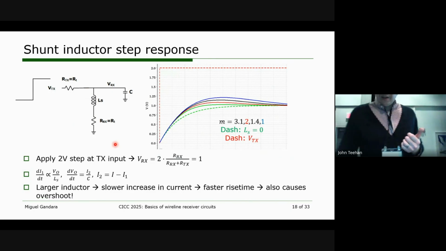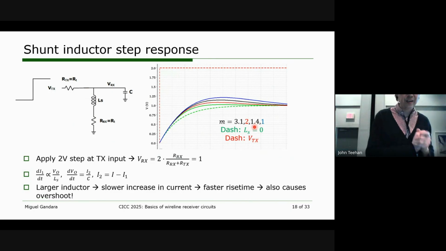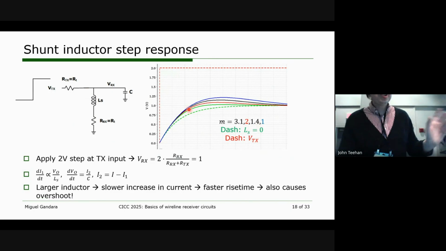Okay, so there are a few things we can gather from this step response. The first thing is that as we increase the inductor, the rise time always improves. You see that the largest inductor gives us the best rise time in terms of approaching the final value first, and then it decreases as time goes on. And this dashed line, which is the uncompensated response, has the worst rise time.